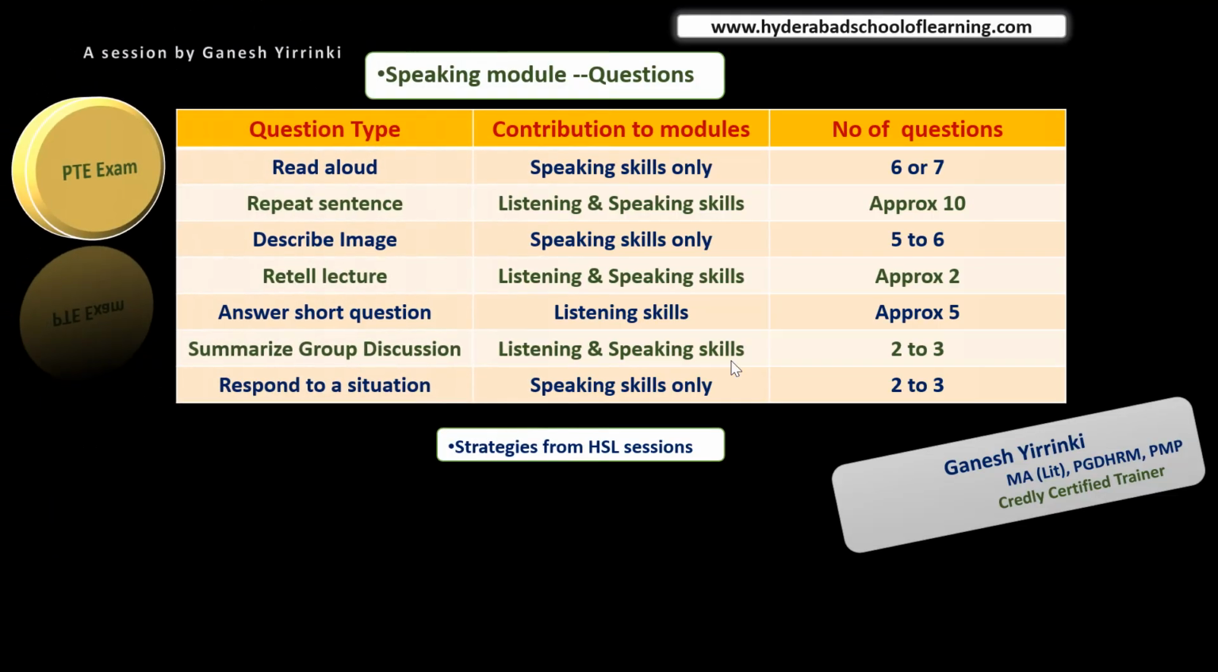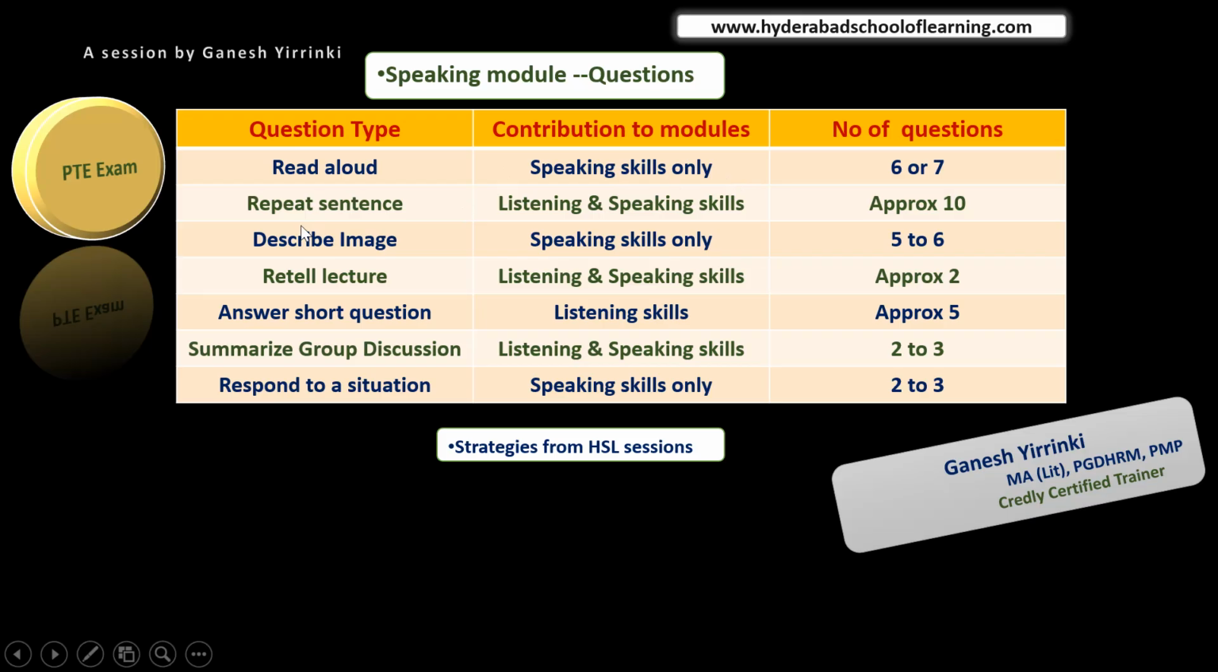And if you look at the speaking module, this is what we actually see from 7th of August 2025 onwards. There are going to be around 7 question types, and the first question happens to be read aloud. We may get around 6 to 7 questions, and this question contributes only to speaking skills. Earlier, it used to contribute even to the reading module, but now there is no reading contribution from this question.